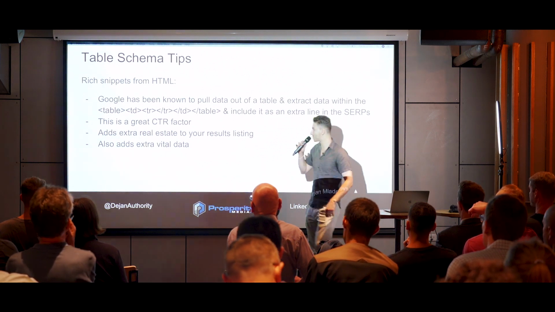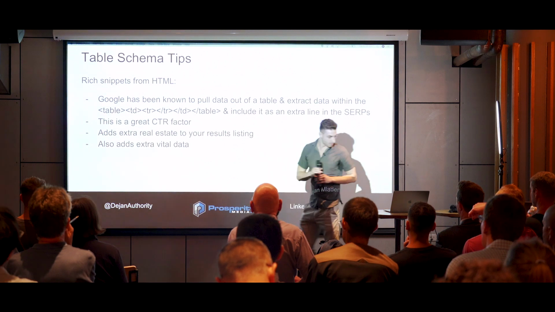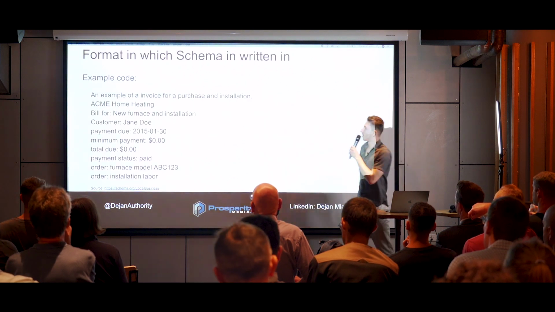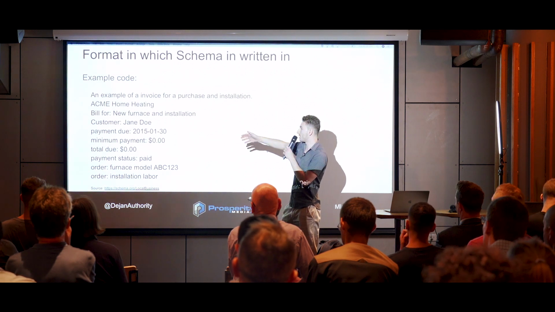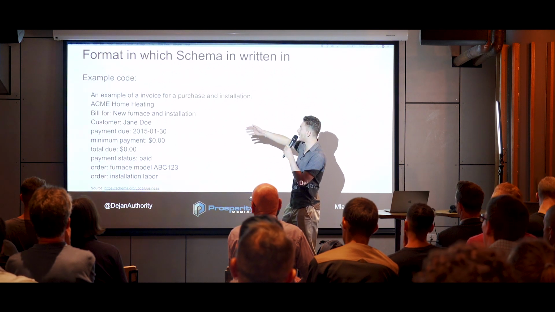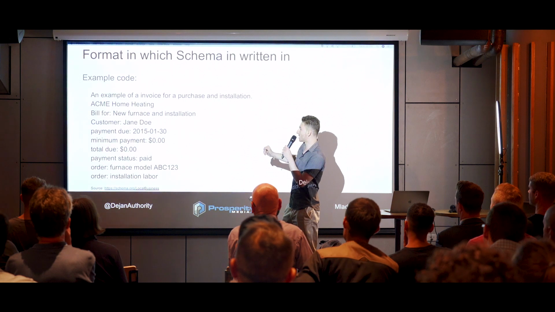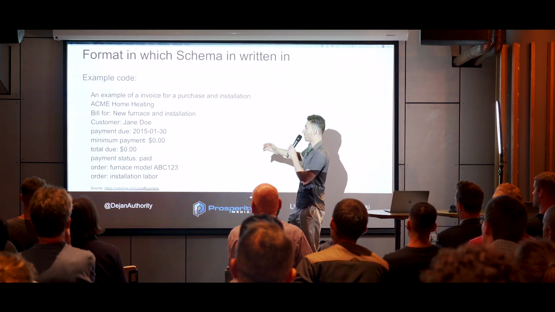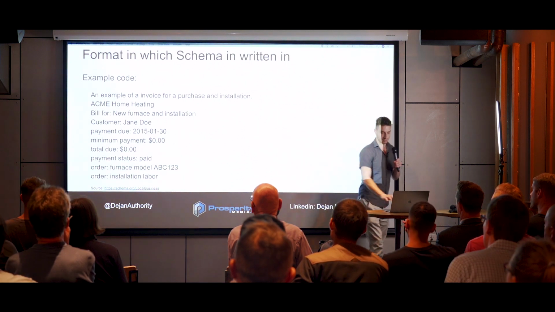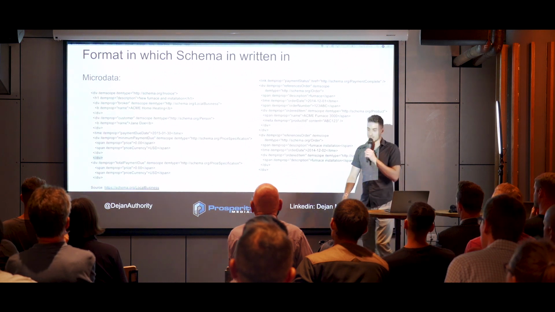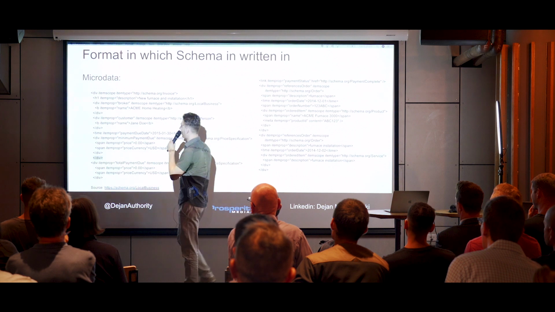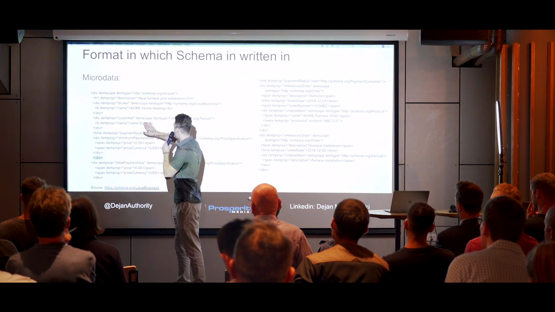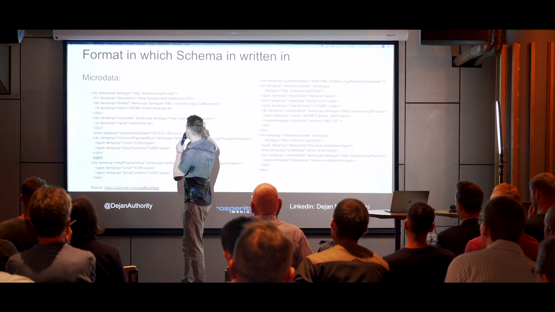So here's an example of schema. This code right here is just some information for a local business. This is a business selling new furnace installation, the minimum payment, payment due, etc. Here's the microdata version of the schema. It can look complex, so I'll run you through it. We've got itemprop, itemscope. That is the person schema that they're doing.